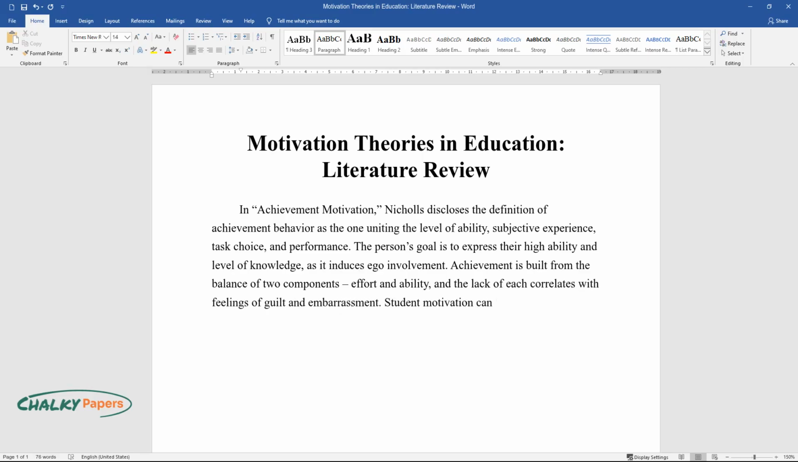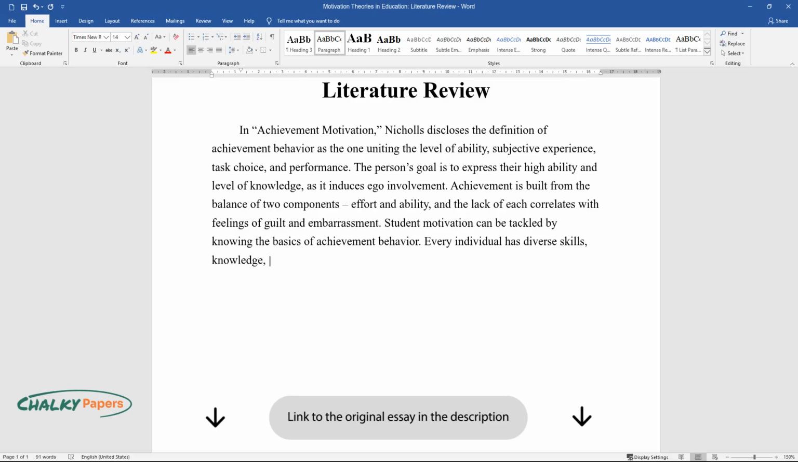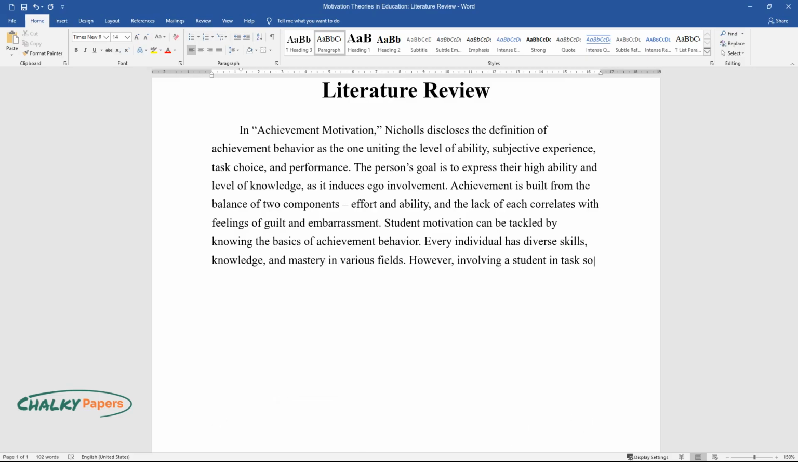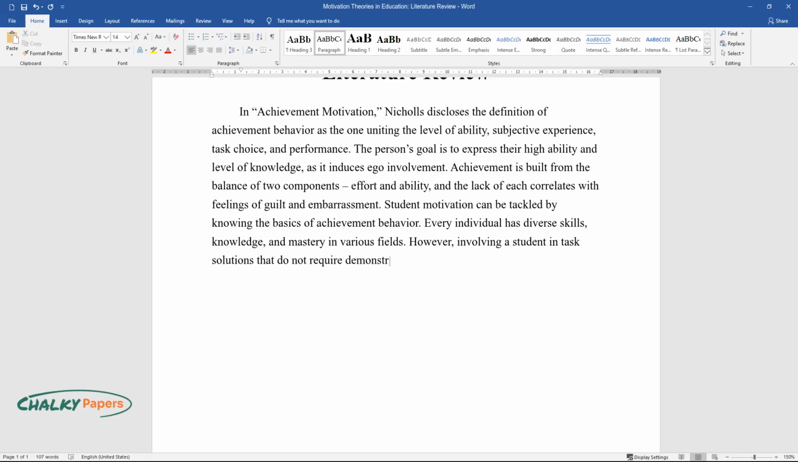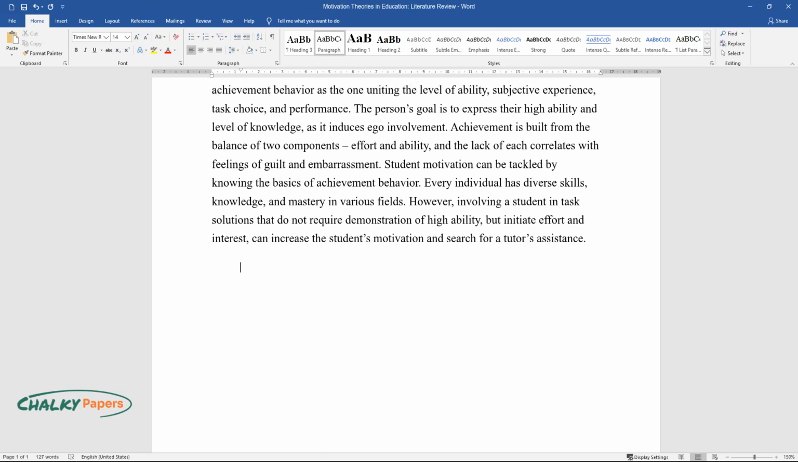Student motivation can be tackled by knowing the basics of achievement behavior. Every individual has diverse skills, knowledge, and mastery in various fields. However, involving a student in task solutions that do not require demonstration of high ability, but initiate effort and interest, can increase the student's motivation in search for a tutor's assistance.